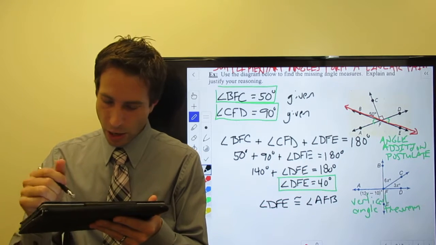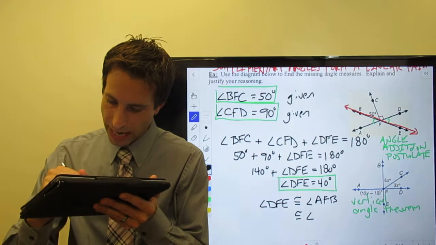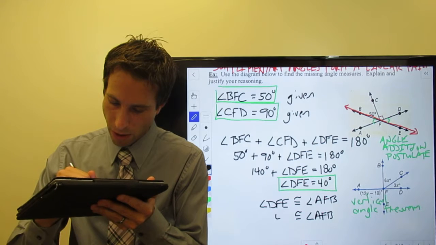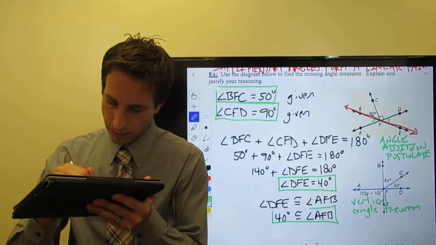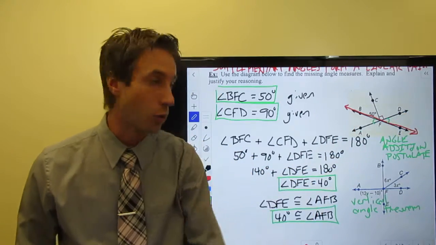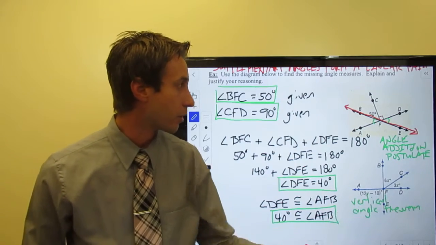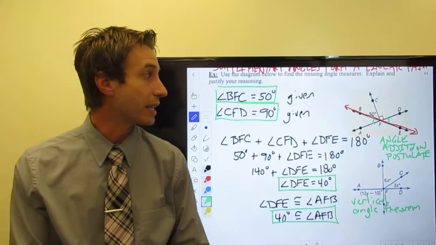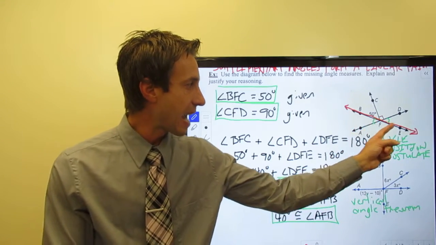Now, what does that mean? Well, that means then, do a substitution, angle AFB has to be equal to 40 degrees. If these two angles are congruent and DFE is 40 degrees, that means AFB also is 40 degrees. Vertical angle theorem. This is fantastic. We're doing really well. There's only one angle left to find. I need to find AFE.